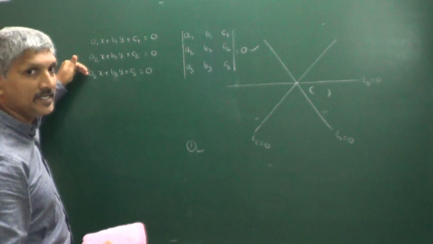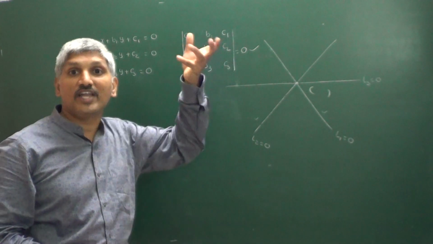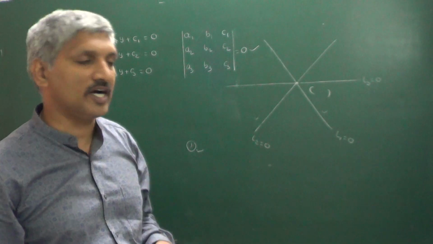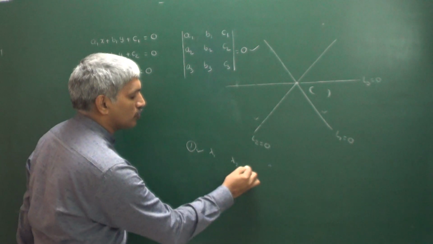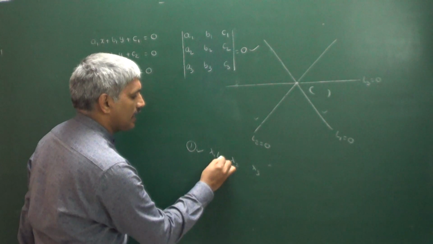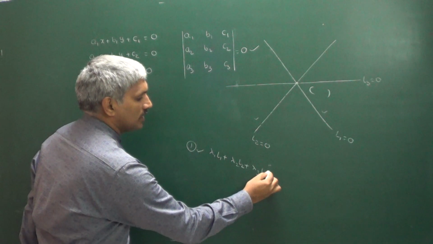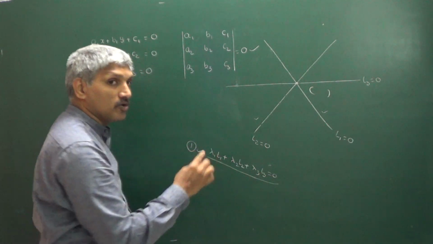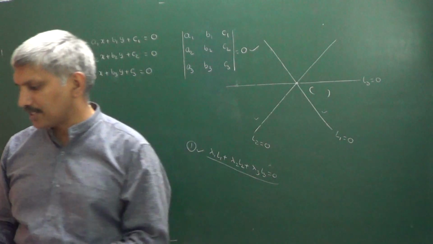These are the three lines. Find the determinant. Definitely you have to get 0. Then we say that the three lines are concurrent. The other method is, there exist lambda 1, lambda 2, lambda 3 such that lambda 1 into L1 plus lambda 2 into L2 plus lambda 3 into L3 must be equal to 0. Then we say that the three lines are concurrent.